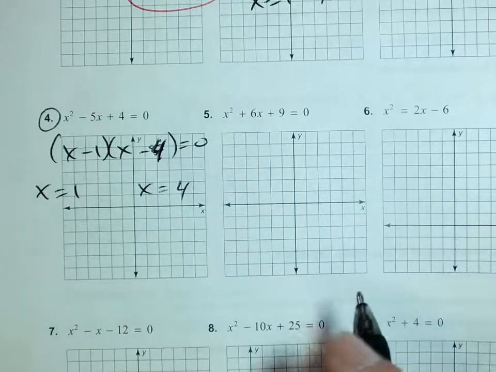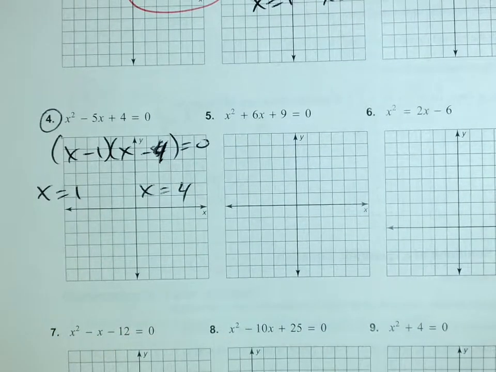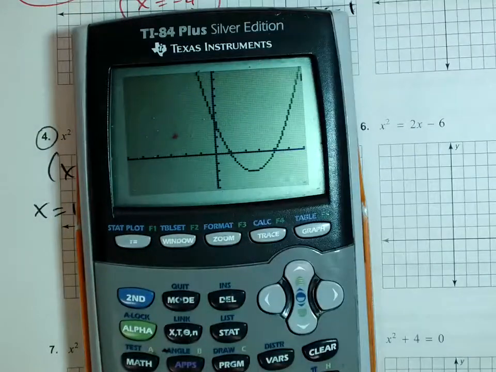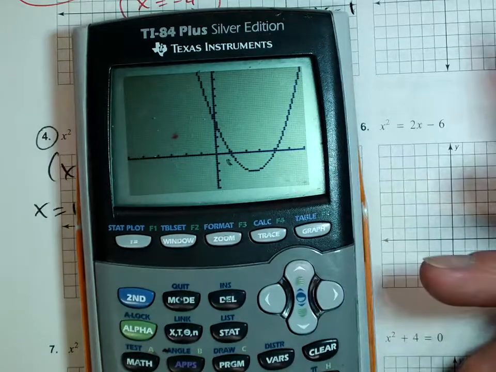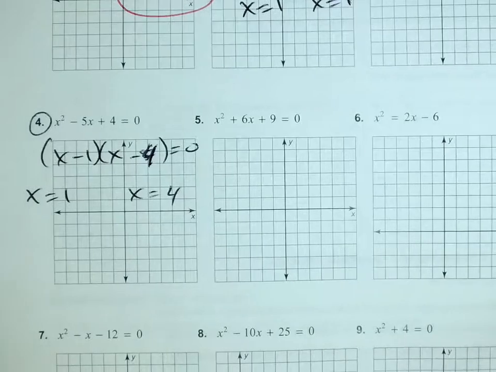And if I were to graph that, you would see it go through at 1 and 4. Okay, clear. X squared minus 5x plus 4. Okay, and if I graph it, there it is. Goes through at 1 and 4. Okay. I prefer not to graph it. I prefer just to factor it, okay?